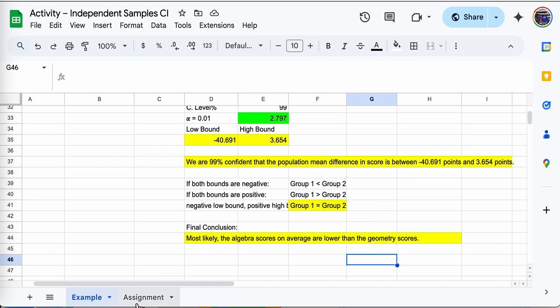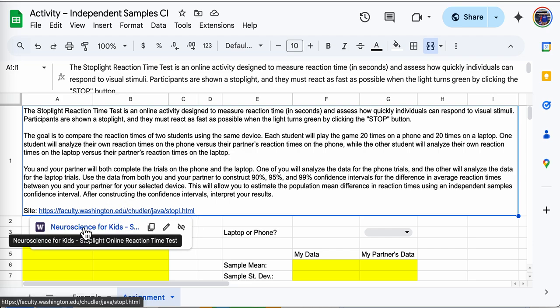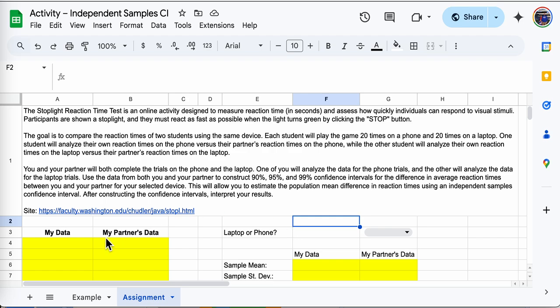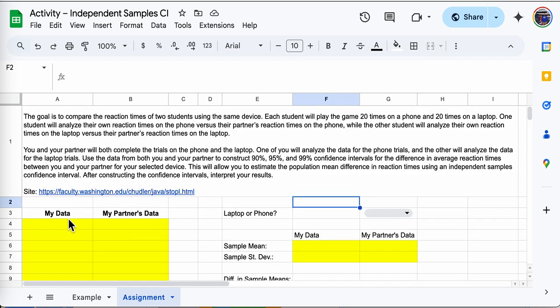All right, so you'll move on to the assignment here, which goes back to that online reaction test. And so you'll collect data between you and a partner that you're working with. All right, to make it independent, we would need to have 2 different individuals doing the activity together. All right, so yeah, there you go.